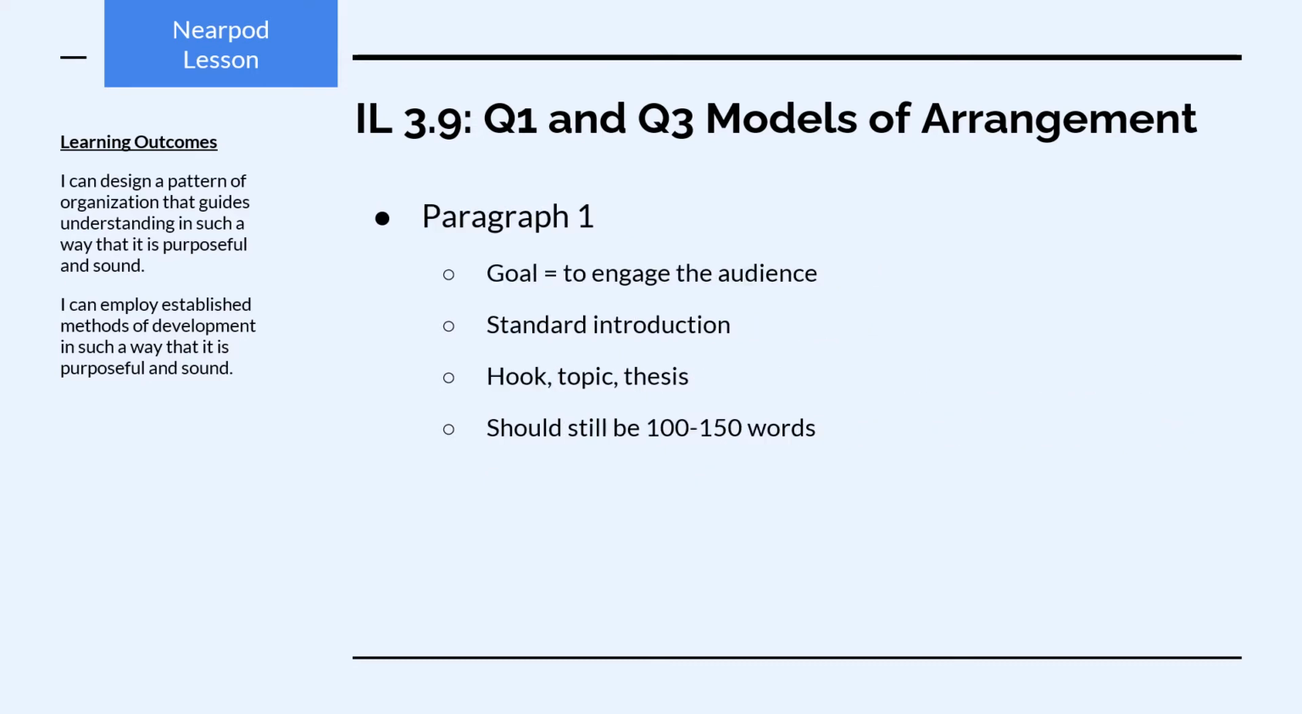Let's go through each of these paragraphs in this new model one by one. So paragraph 1 should look pretty familiar. The goal is to engage the audience, which is pretty standard for the introductions that you've been taught to write. We need something that engages the audience up front by interesting them, provoking curiosity, that hook that you've been taught to write, transition into establishing the topic, the debate, the issue, whatever, and then establishing what your thesis is. This first paragraph in the new model should still be 100 to 150 words. You really don't want to go over that because you're just wasting time at that point.